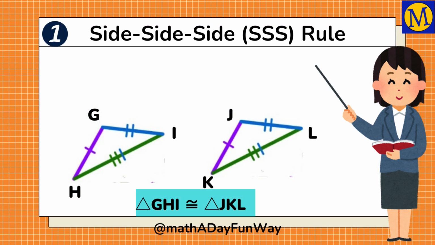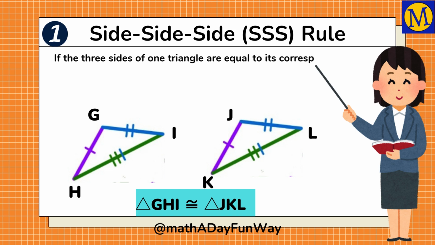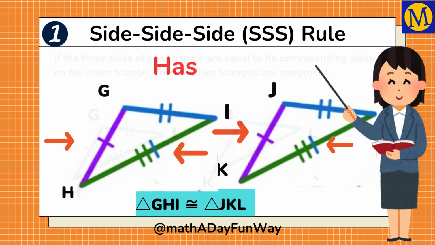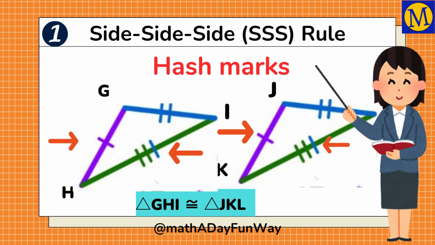Rule 1. Side or SSS rule. If 3 sides of one triangle are equal to its corresponding sides of another triangle, then the triangles are congruent. These small lines on the sides of the triangles are called hash marks. The same number of hash marks are used to show the corresponding equal sides.